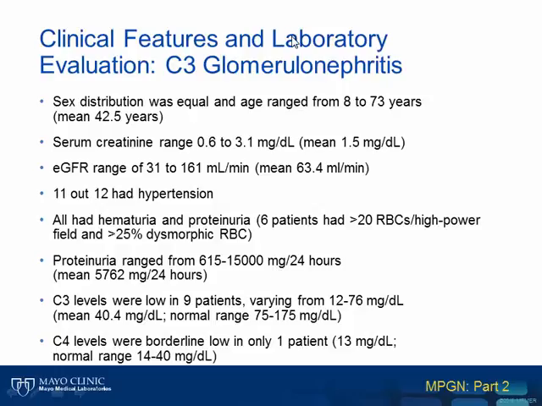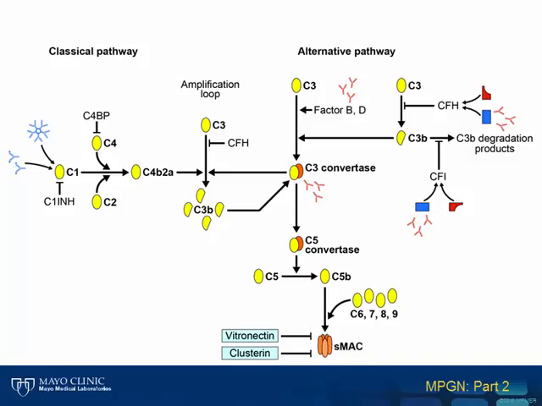Because the complement system is activated, C3 levels are low. C4 is often normal because this indicates activation of the alternative pathway, whereas C4 is a part of the classical pathway, so the C4 levels often are normal. So this is an important slide. So let's try and figure out what's going on in patients with C3 glomerulopathy. And to understand that, we need to know the very basics of the complement system, or at least the very basics of the alternative pathway of the complement system that is involved in C3 glomerulopathy.